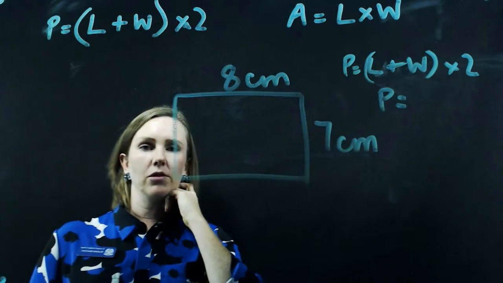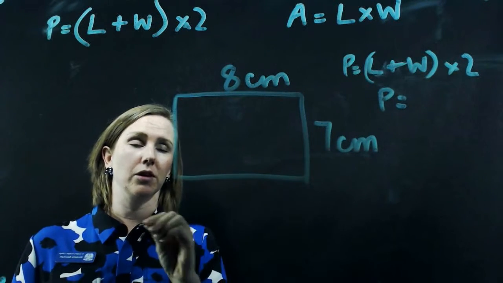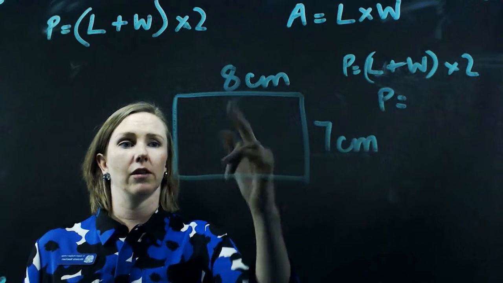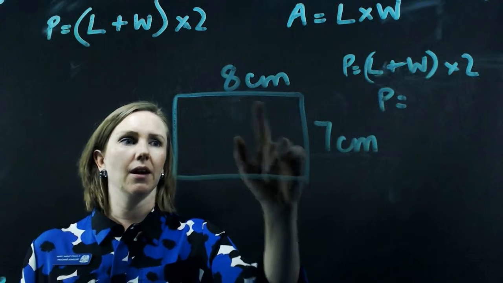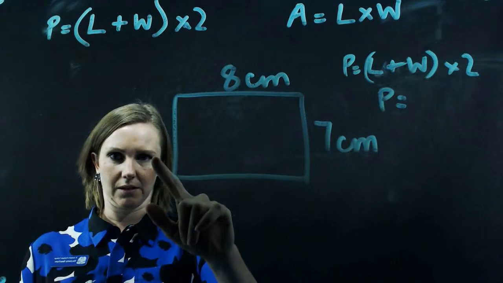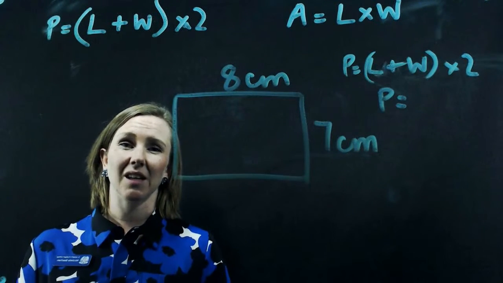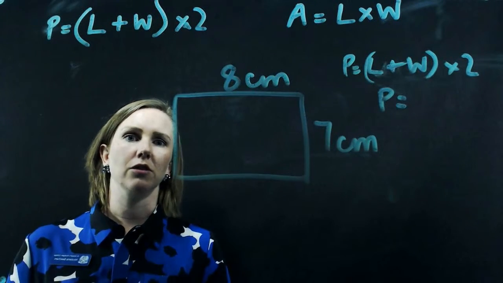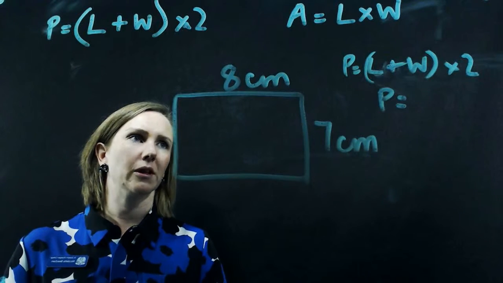Now I know some of you are thinking, oh, I can actually add up all of the sides. Okay, you can definitely do that so long as you know that the opposite sides are equal, so it would be 8 plus 7 plus 8 plus 7. But to be honest, that takes a little bit longer. So we'd really like you to try to be confident using this formula, okay?